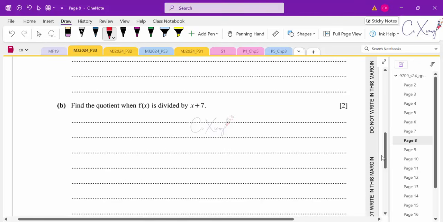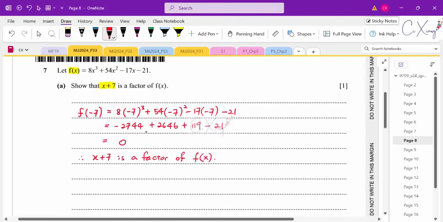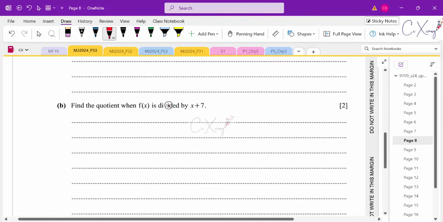For part B, they want us to find the quotient when it is divided by x plus 7. So just like what we have here just now, right? We already know that it is a factor. So to find the quotient, you can use comparison method or you can use the long division method. So for me, I prefer to use a long division, easier for me lah. Okay, so for long division, what do I have here is 8x power 3, then plus 54x squared, minus 7x, minus 21. And the divisor is x plus 7.